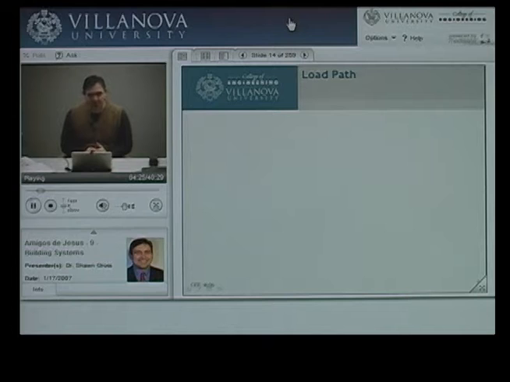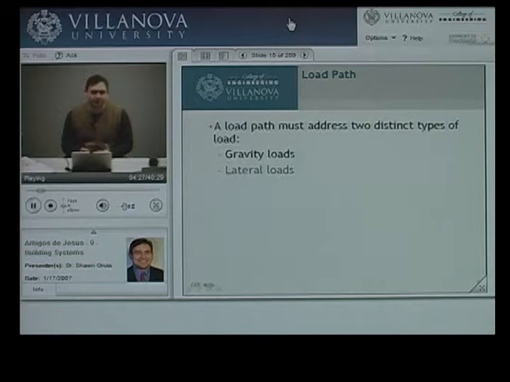With respect to a load path, we're really going to break it down for the rest of this lecture into 2 different types of loads that we have to deal with in any given structure. And if I just take a basic frame structure and consider a frame structure such as this, I'm going to have gravity loads.